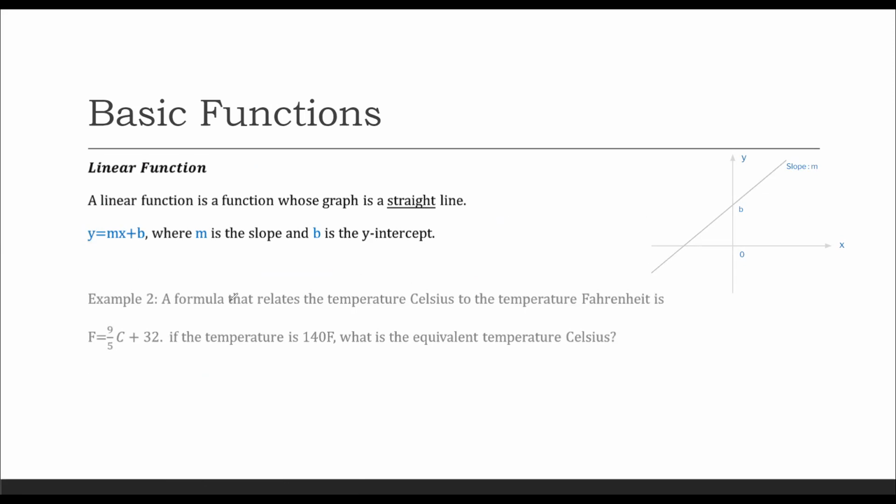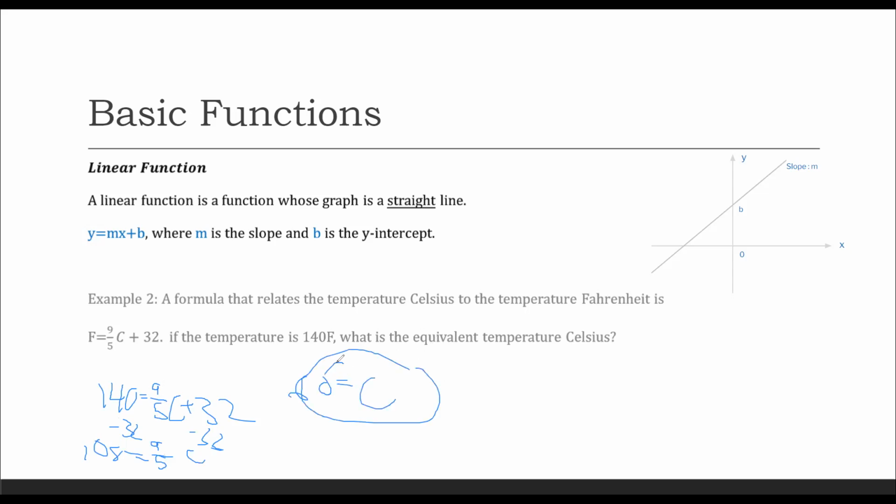If the temperature is 140 degrees Fahrenheit, what is the equivalent temperature in Celsius? So you can substitute F with 140. Then you can subtract 32 from both sides. And then you can multiply both sides by 5 over 9. Until the answer is 60 degrees Celsius.